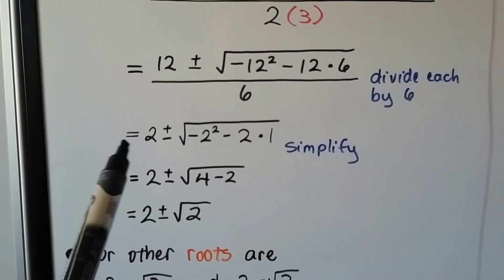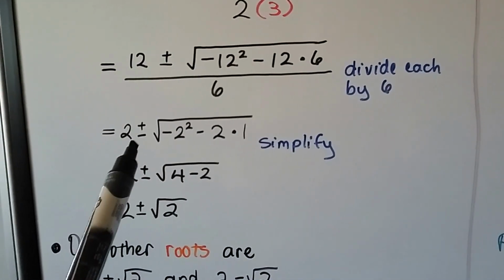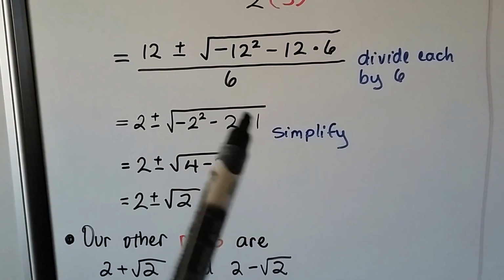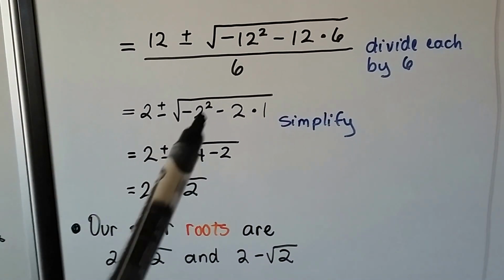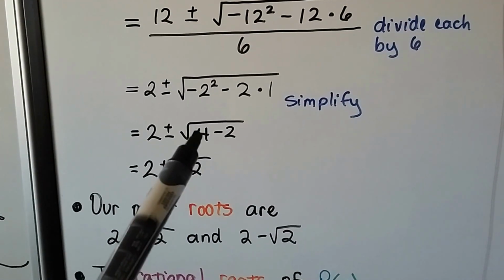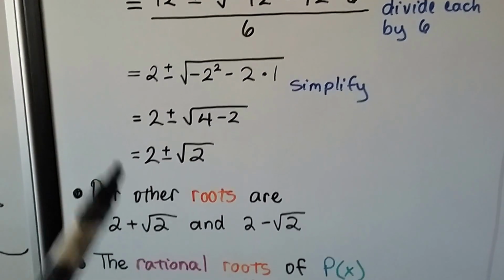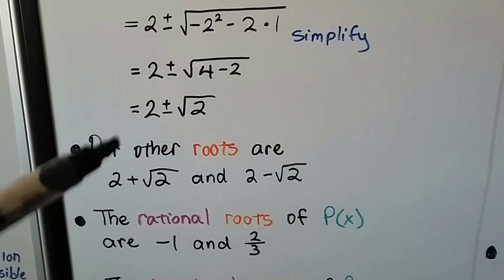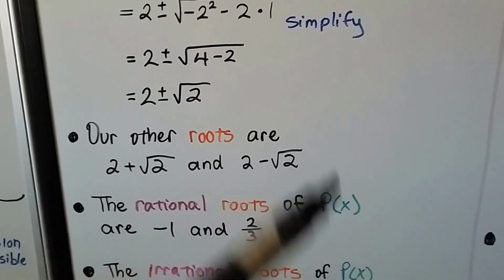So really what we get is 2 plus or minus the square root of negative 2 squared minus 2 times 1. Well, we know 2 times 1 is 2. And we know that this, negative 2 times negative 2, is a positive 4. So basically what we've got is a 4 minus 2, which is a 2. We have plus or minus square root of 2. So our other roots are 2 plus the square root of 2 and 2 minus the square root of 2.